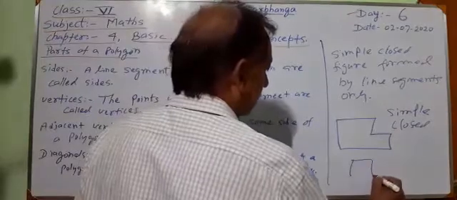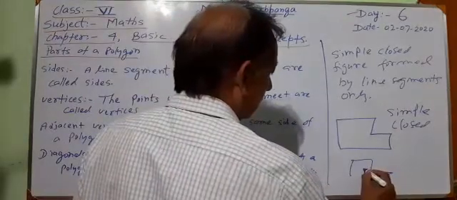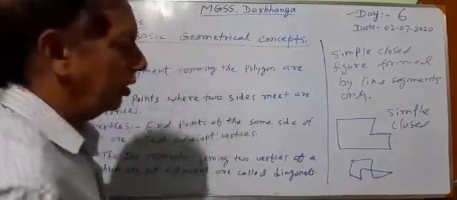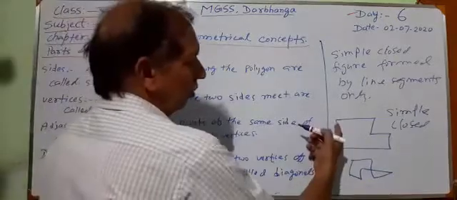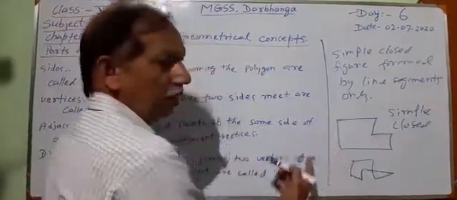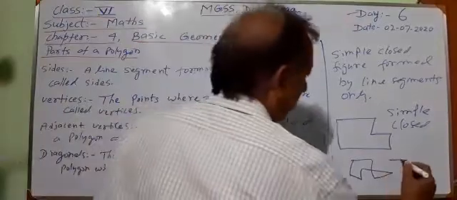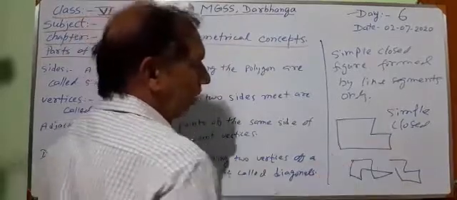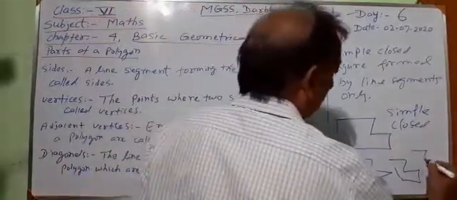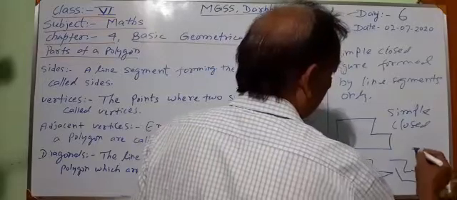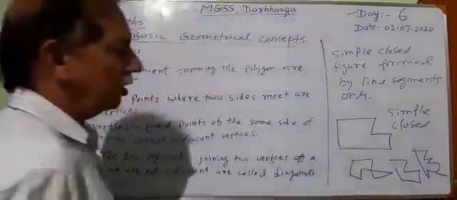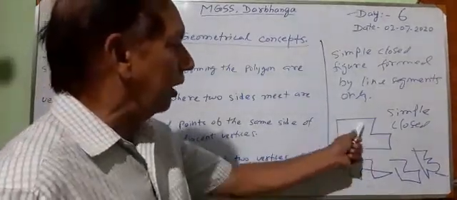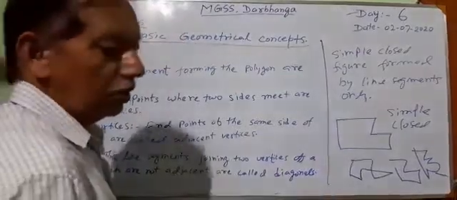Just like here, this is not a simple figure, because one side crosses another side. This is simple and closed. There is no free end. Start point, end point both are the same. This is open. This is closed, and it is formed by line segments only. This one is not formed by line segments only, because this part is not a line segment, that is a curve. This is a simple closed curve formed by line segments only, so it is a polygon.